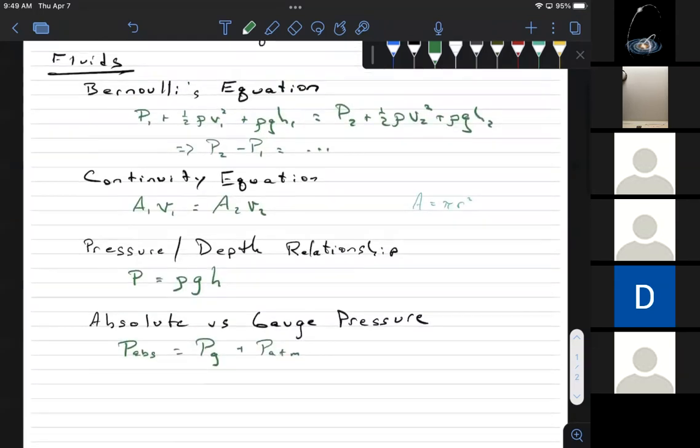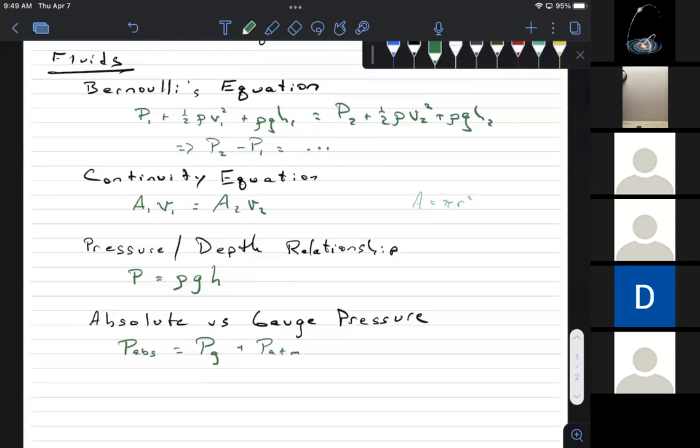The rule you should use for when you give an answer, should I give gauge pressure or absolute? The rule I want you to use is always give gauge pressure unless the question says specifically to give absolute or total pressure. So if I were to say, what pressure does a scuba diver feel when they go 10 meters under the water? I'm asking for the gauge pressure. So you would just use rho g h.